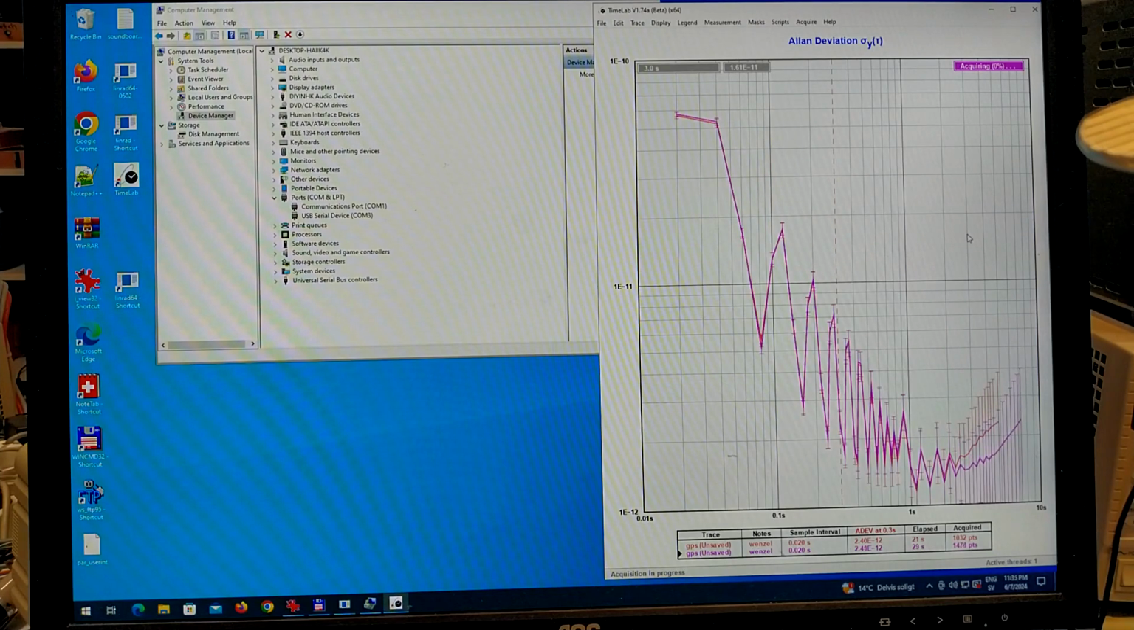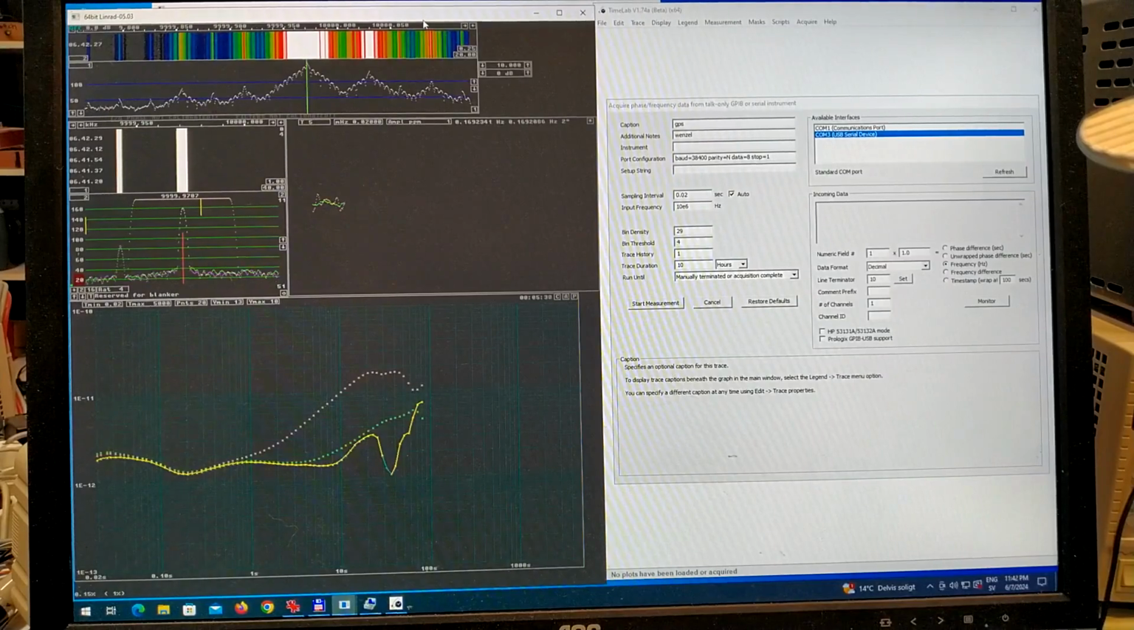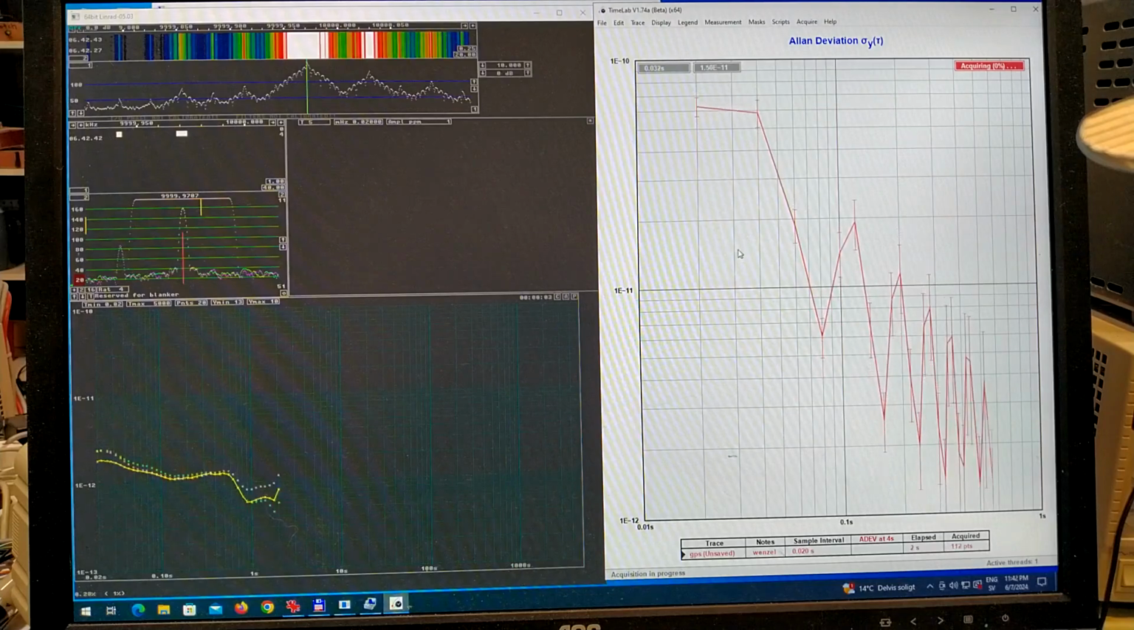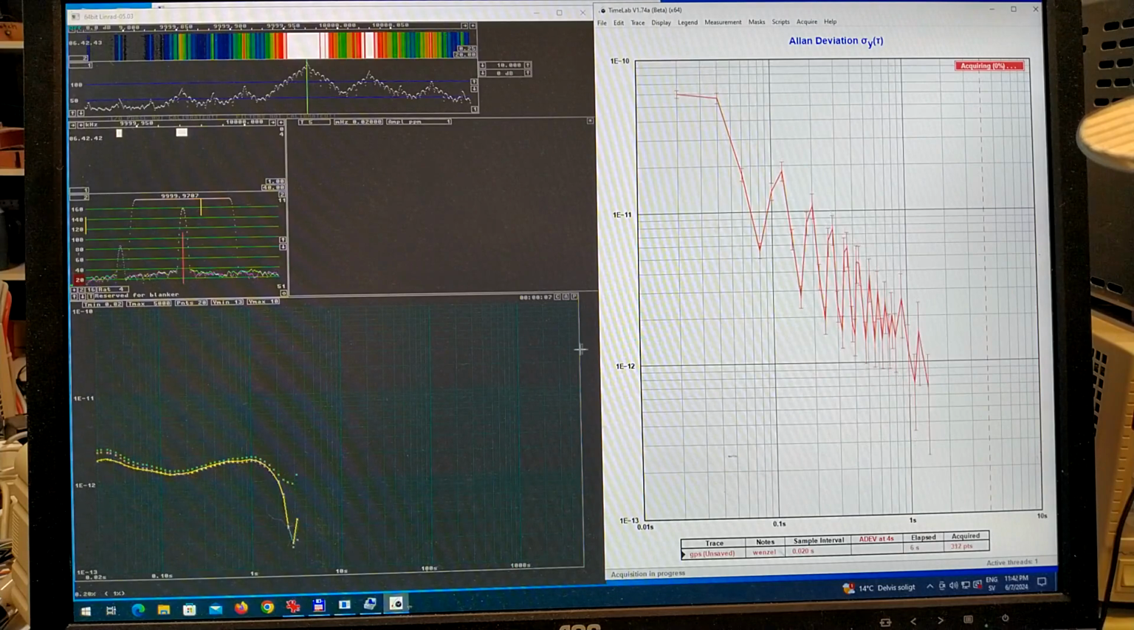I will wait for a while. I clear the traces in Linrad, Alt-Z, and then I go to the time lab and start a new measurement at the same time. So I know they have been using the same information.